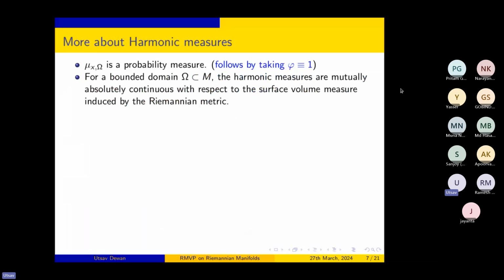The next thing is that for a bounded domain omega in M, these harmonic measures are actually mutually absolutely continuous with respect to the surface volume measure induced by the Riemannian metric. So although in the general case of Riemannian manifolds, harmonic functions and domains don't satisfy the spherical mean value property with respect to the surface volume measure induced by the Riemannian metric, they do it for harmonic measures. But these two measure classes belong to the same measure class, so they are mutually absolutely continuous. They are not too far off from each other.